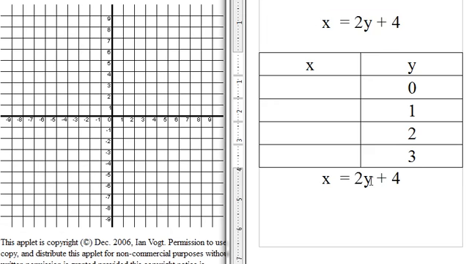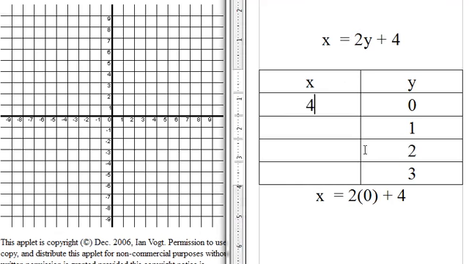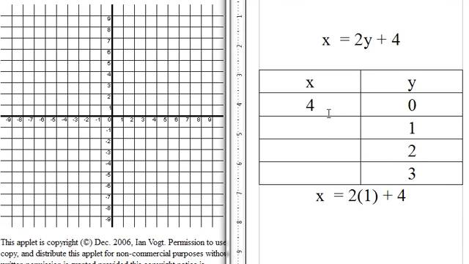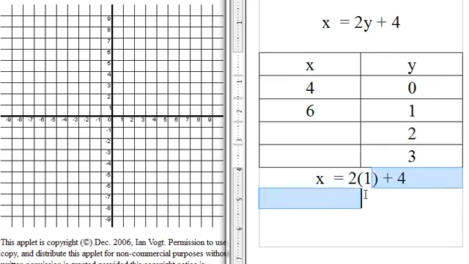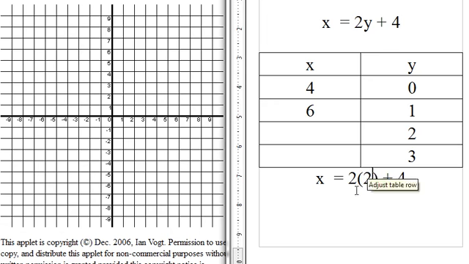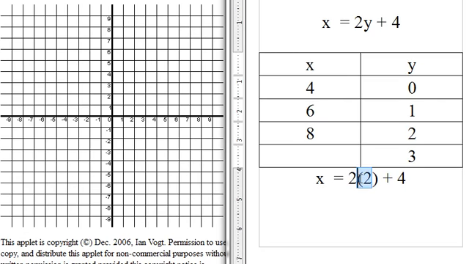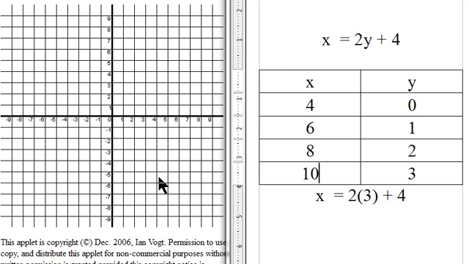Let's see. If I put in 0 here, I would have 2 times 0 plus 4. That's 0 plus 4, so that's 4. If I put in 1, I'd have 2 times 1 plus 4. That's 2 plus 4. That's 6. If I put in 2, I'd have 2 times 2 plus 4, that's 4 plus 4, that's 8. And then if I put in 3 for my y value, I would have 2 times 3, that's 6, plus 4, that's 10.